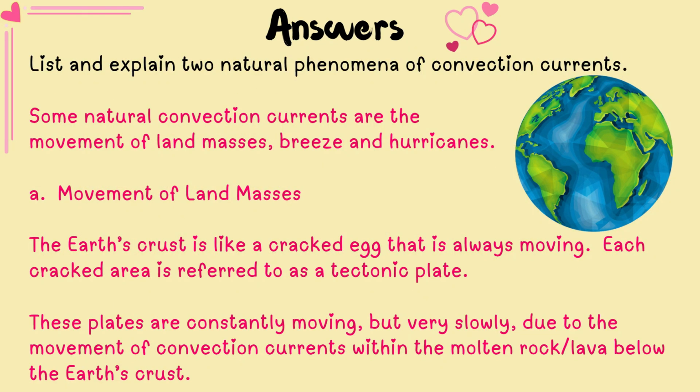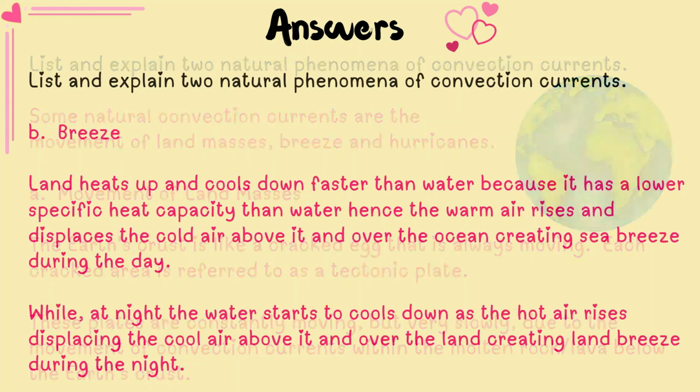Some natural convection currents are the movement of land masses, breeze, and hurricanes. A. Movement of land masses. The Earth's crust is like a cracked egg that is always moving. Each cracked area is referred to as a tectonic plate. These plates are constantly moving, but very slowly, due to the movement of convection currents within the molten rock or lava below the Earth's crust.